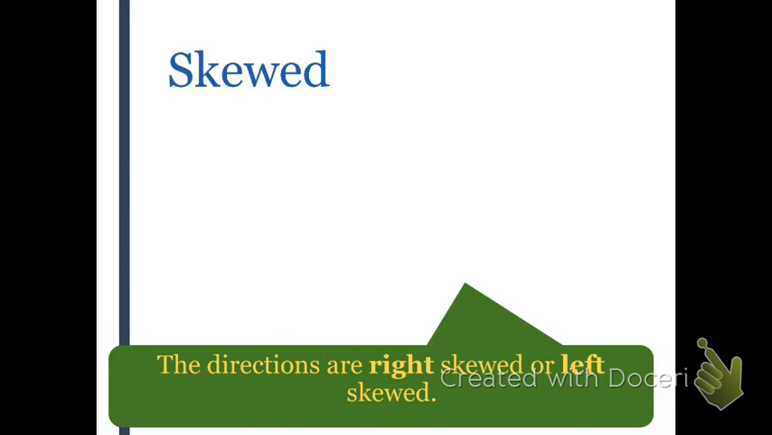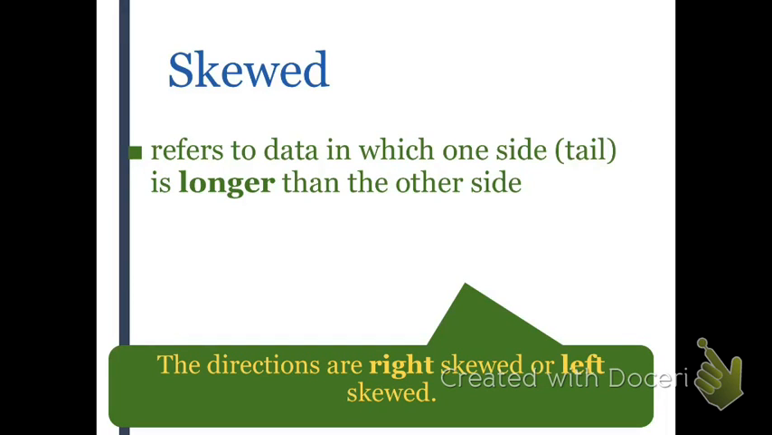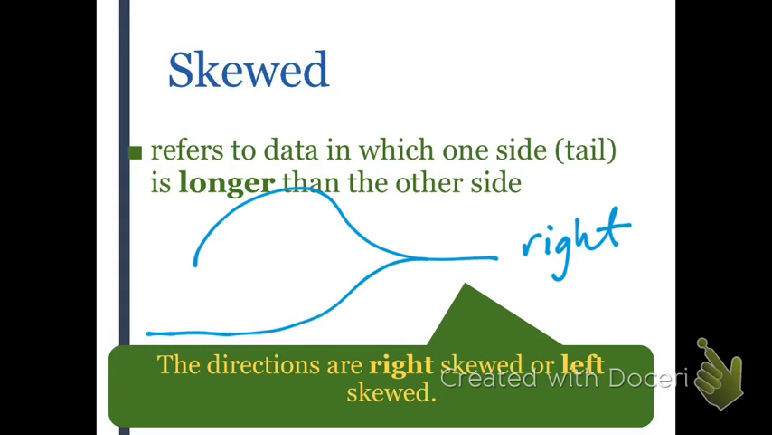The next one is skewed. The directions are either right or left, and whichever one has the longest tail. So a right skew is going to look like this. A left skew is going to look like this. Just whichever way the tail goes.